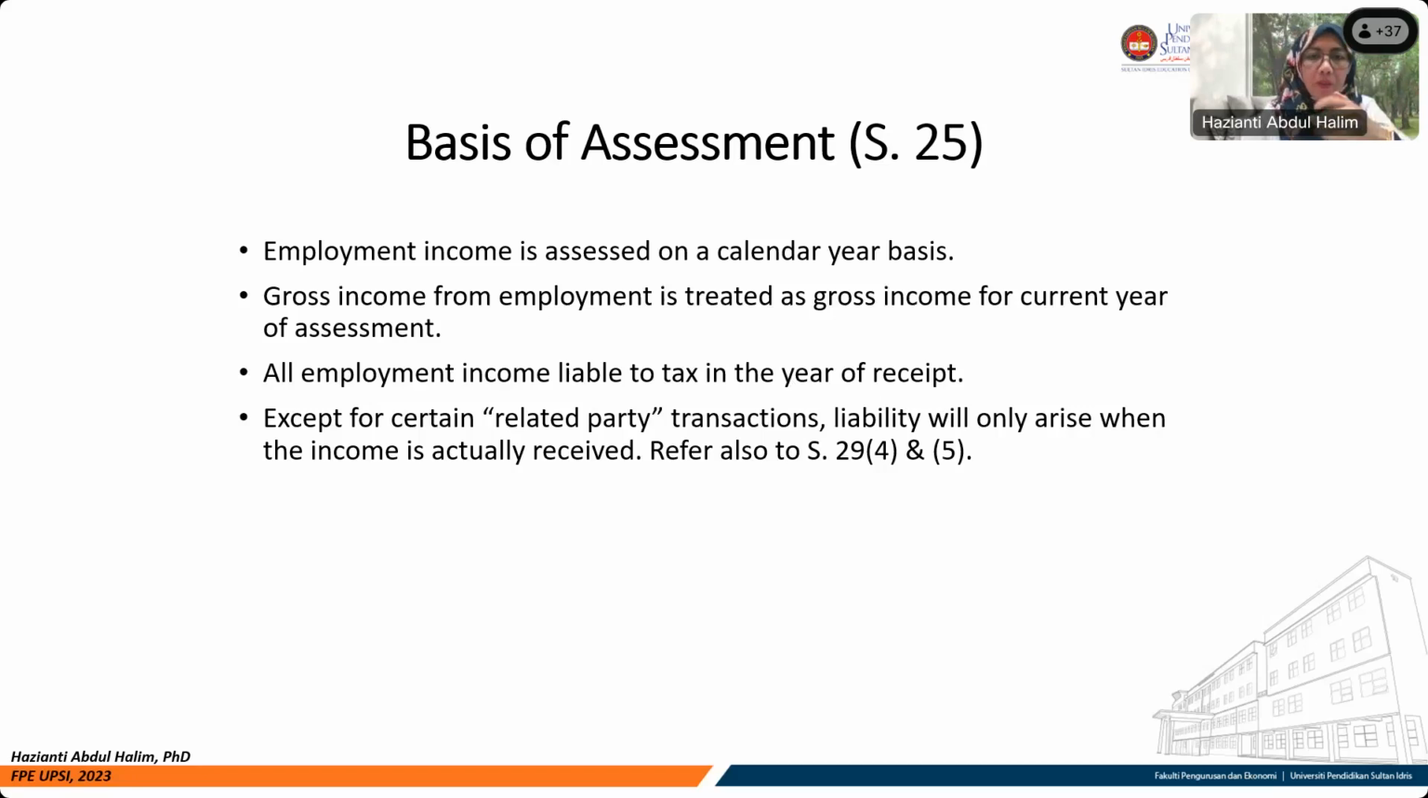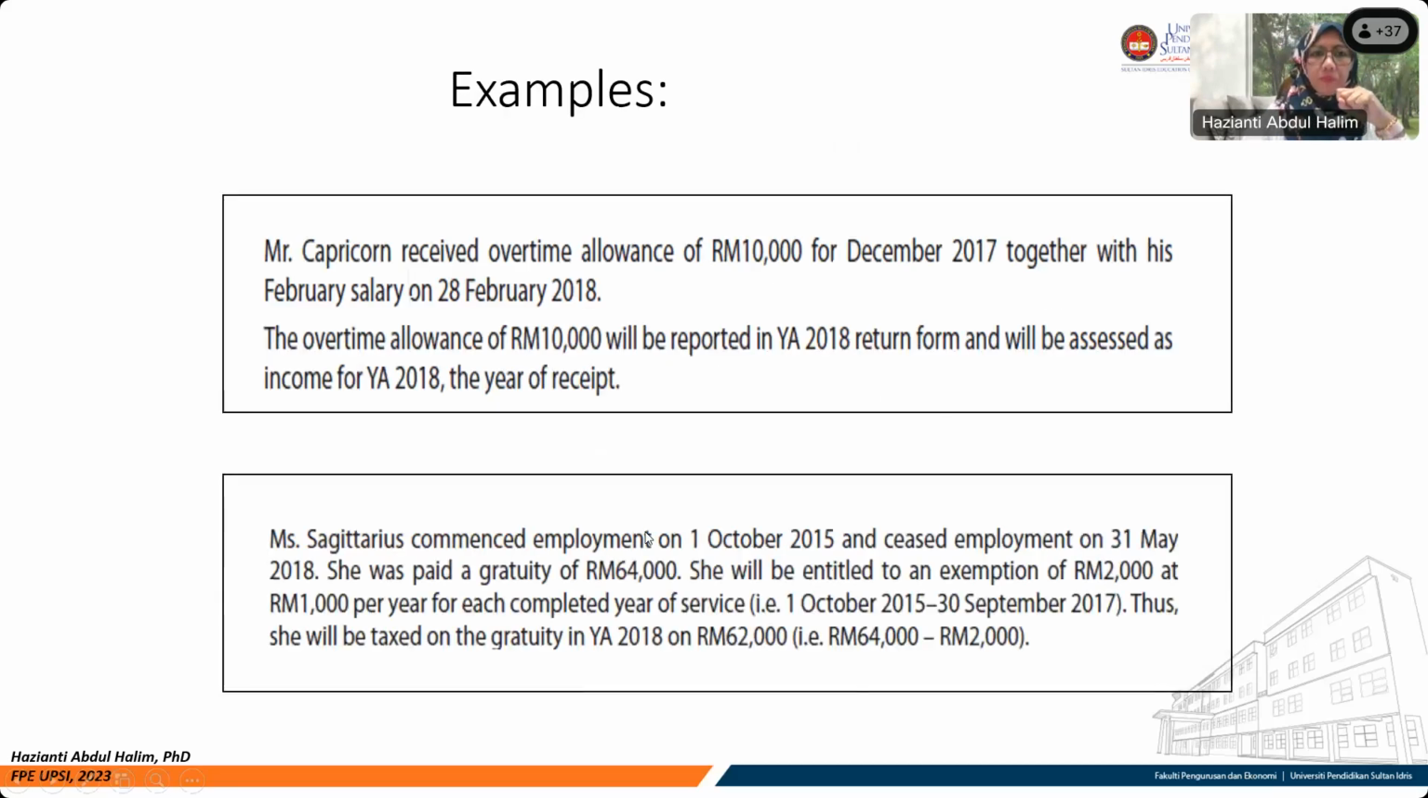So the concept is income will be taxed in the year of receipt. Alright, so here we have Mr. Capricorn. For example, he received an overtime allowance of 10,000 for December 2017 together with February salary on 28 February 2018. Bonus hujung tahun dapat tahun depan. Right, so the overtime allowance will be reported in year of assessment 2018 and will be assessed as income for year of assessment 2018, year of receipt. Right, so this is the difference lah. Padahal dia dapat untuk 2017 kan, but he received in 2018. So he will be taxed in 2018.